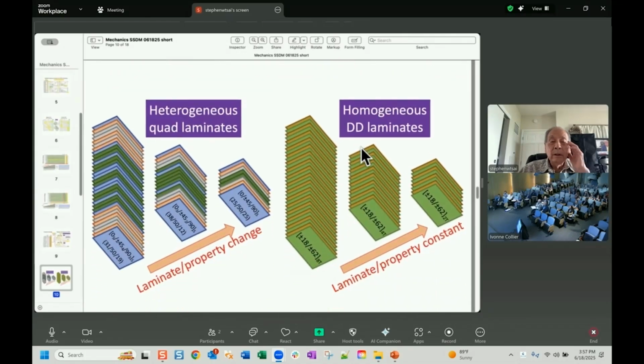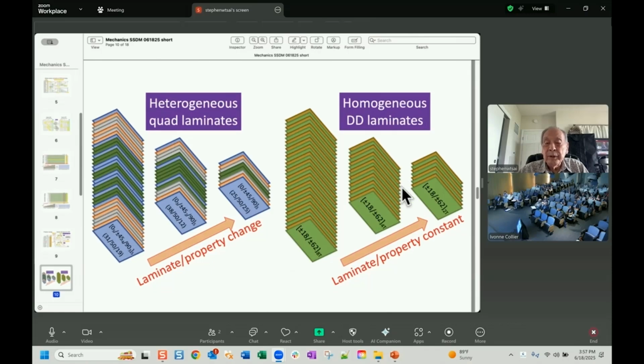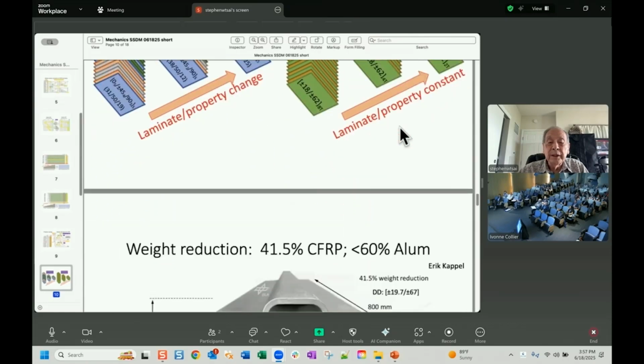So here, the difference, as I mentioned, in the case of quad, you cannot reduce the thickness because you change the optimum laminate. And therefore, you have a problem with stacking sequence. You have a problem with blending. And optimization becomes almost impossible. Whereas a double-double is homogenized, you can save weight by reducing the number of repeats, and the properties do not change.